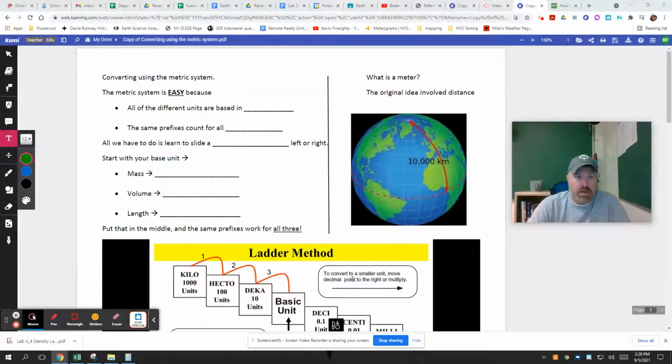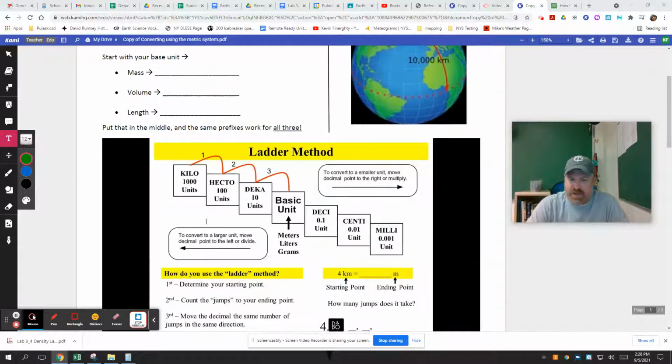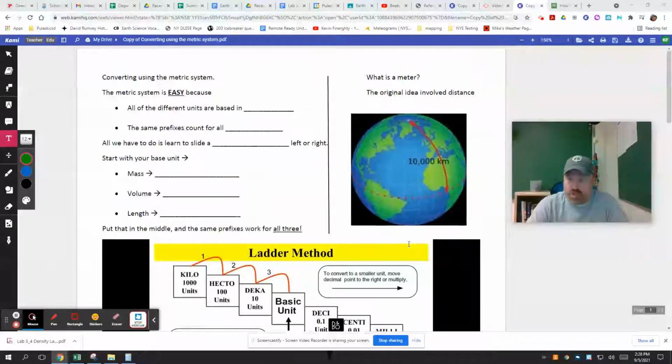Welcome to Science, everybody. Let's talk metric system. A couple little basic things about it, and then how to do conversions, which is way, way easier than the way we have to do it in the United States with the crazy units of measurement that we use. So, what is the metric system?